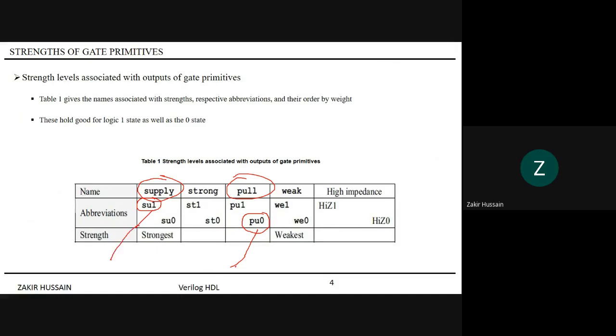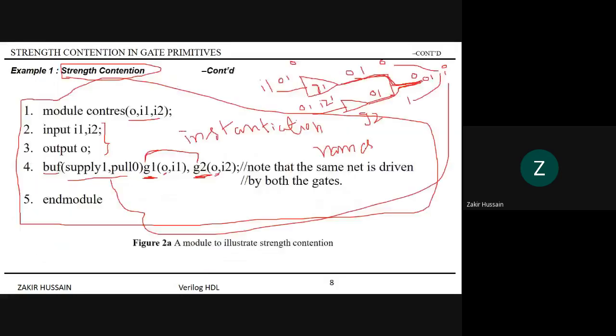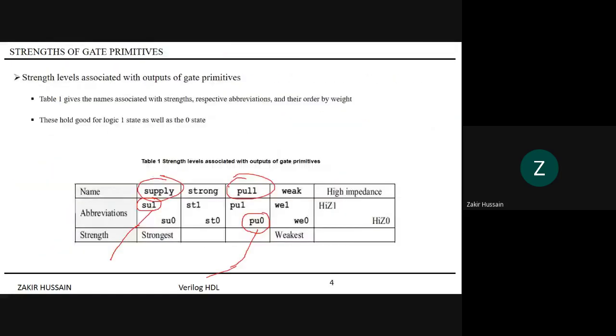So since the first gate here is zero, we're talking about the zero. Now, this pull zero, because of this associated zero, the output of the first gate is going to be zero. And the strength associated with that is pull zero. Output is going to be zero, and the strength associated with it is zero.